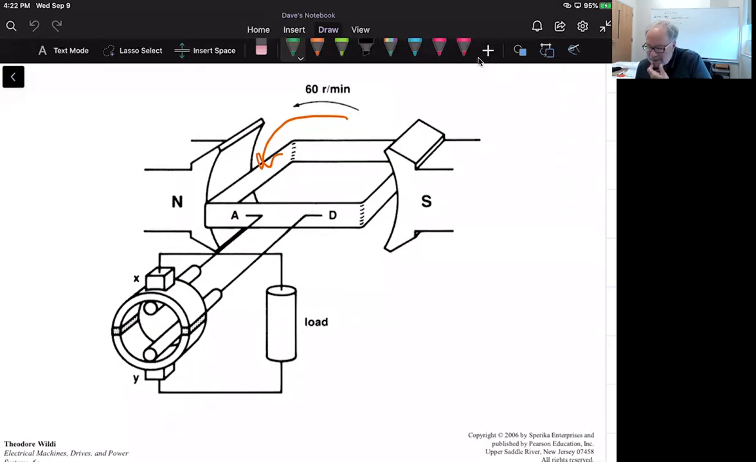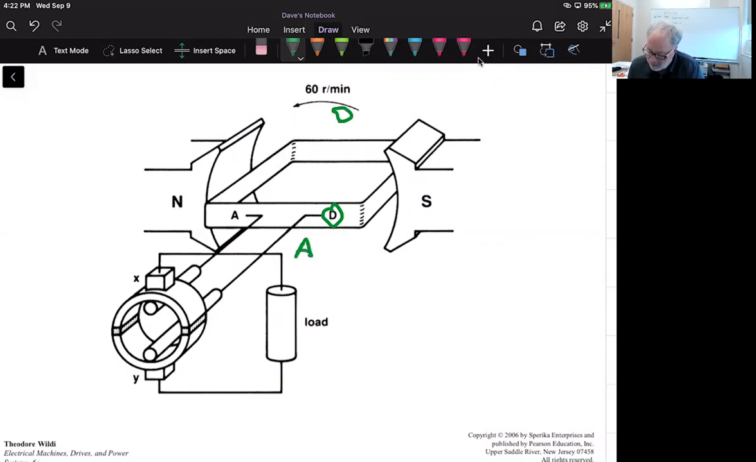Now, what makes this work the way that it does, and I wish I had more slides and figures that could walk us through a complete rotation, but let's just do the best we can with what we got, right? And I want you to imagine this coil rotating through 90 degrees so that now this side D would be here and this side A would be here.